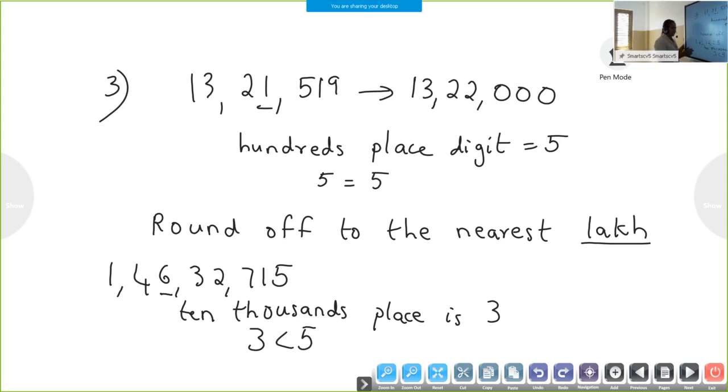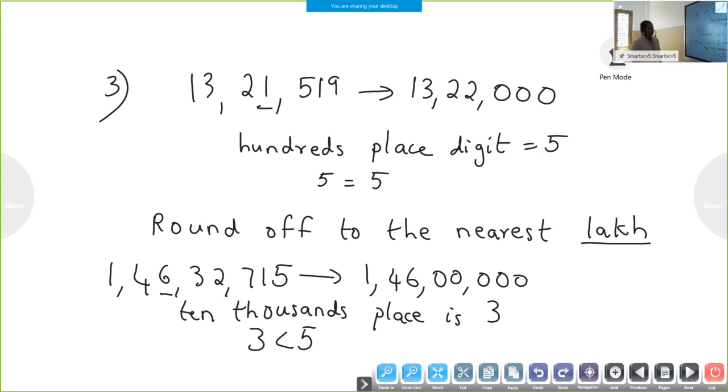Just keep the lakhs place the same, so that the number is 1,4, we already underlined the lakhs place. So it is 6, there is no change in the lakhs place. Once you keep 6 the same, the next step is, once you do whatever you have to do to the lakhs place by looking at the 10,000s place, after that you put all the remaining digits as zeros.